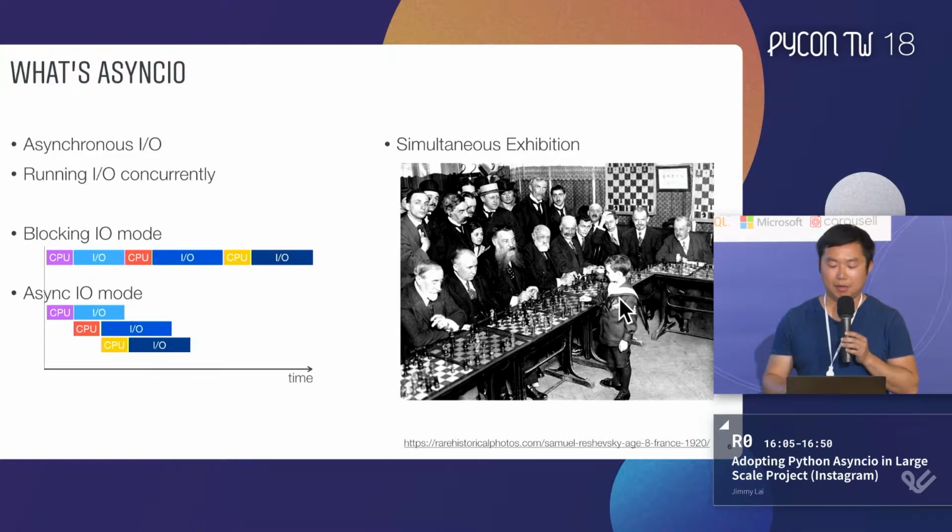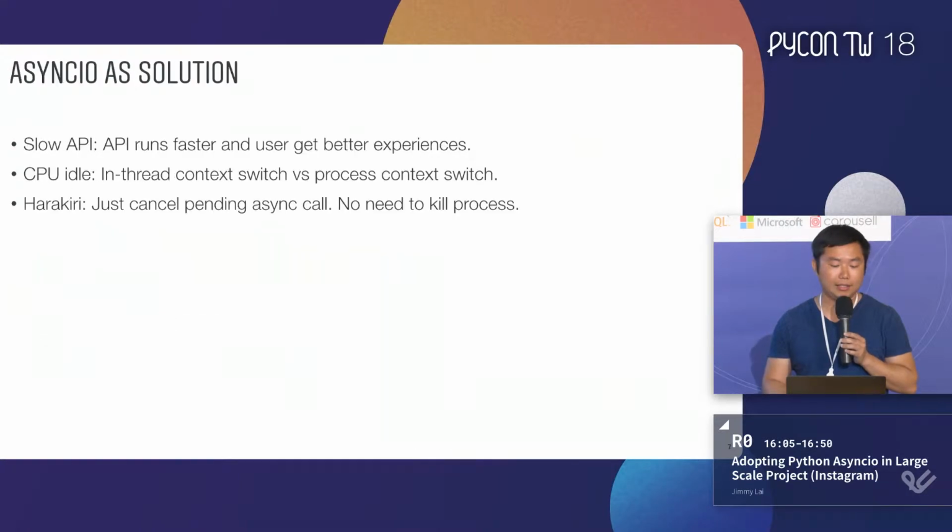So that means everyone will be busy. The child is just like the CPU. It can always find something to do. And the non-expert adults are just like I/O. They need more time to figure out the next step, but everyone is busy. So with async I/O, we expect it can make our API run faster, and our users can get a better experience.